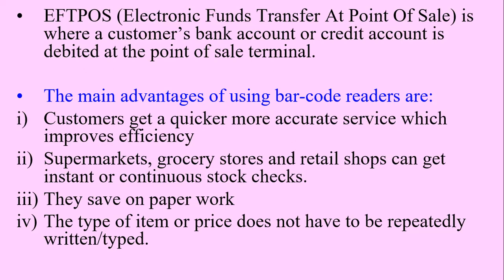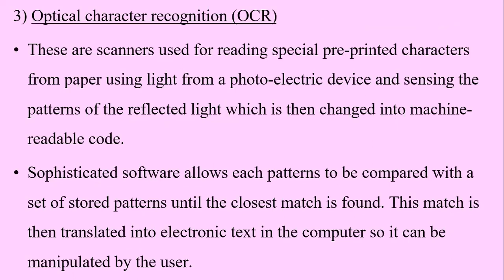What are the main advantages of using barcode readers? Some of them include, number one, the customers get a quicker, more accurate service, which improves efficiency. Number two, supermarkets, grocery stores, and retail shops can get instant or continuous stock checks. Number three, they save on paperwork. Number four, the type of item or price does not have to be repeatedly written or typed using a keyboard or any other keying device.